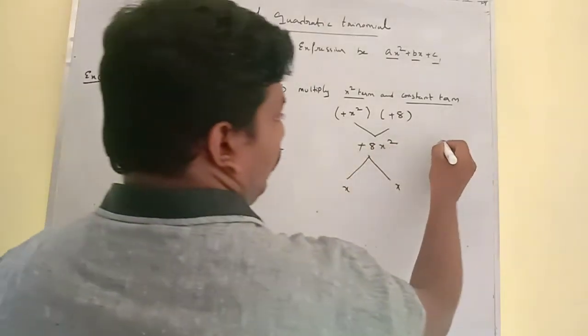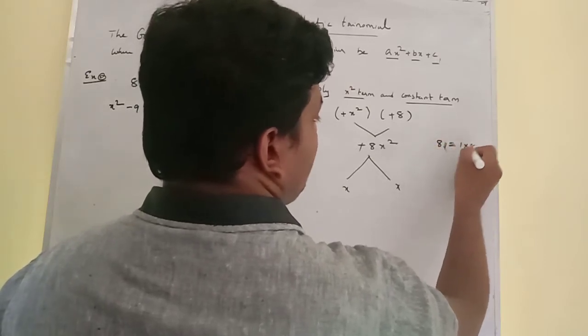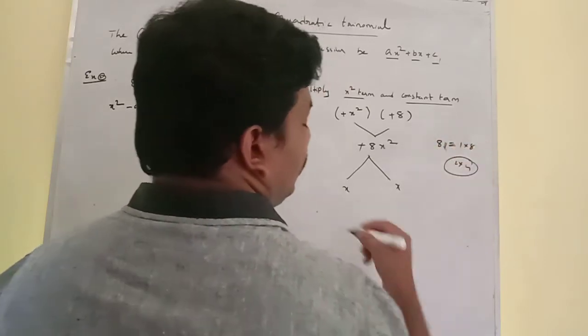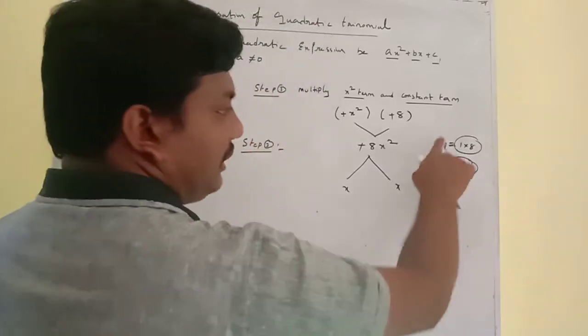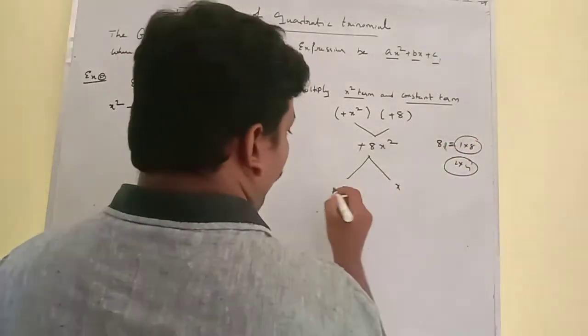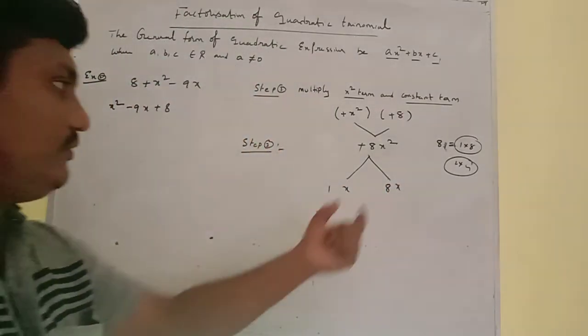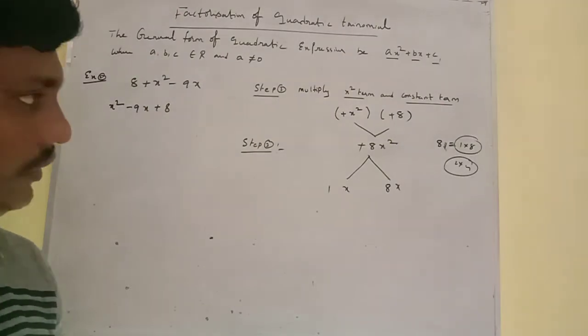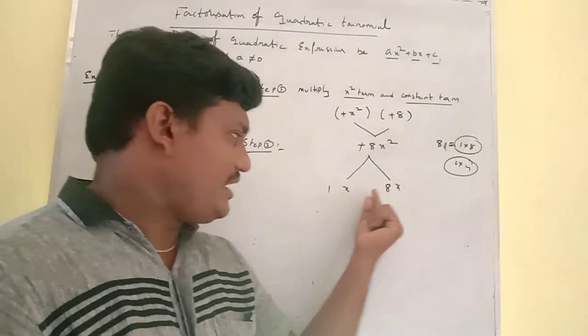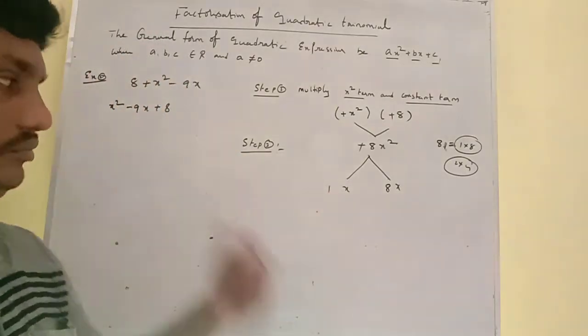Now we already know 8 can be written as 1 into 8 and 2 into 4. Now if you observe, 1 into 8, 1 plus 8 is 9. Here 9 is there. That's the reason why we take 1 and 8 as factors, because the addition of these two values will be 9. So 8 and 1 are in an addition process, then only we get the middle term.